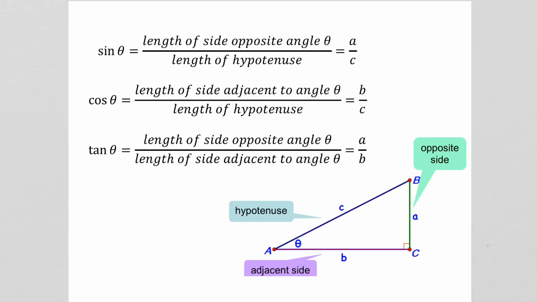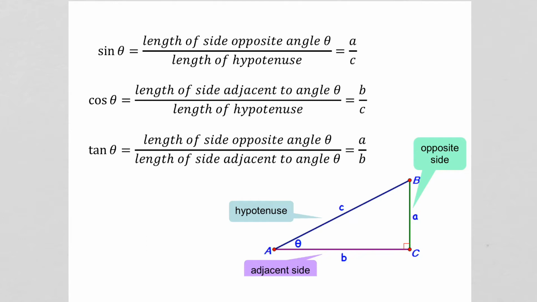We can also call each of these sides A, B, or C. Usually C is our hypotenuse and A and B are our sides, and they're pretty interchangeable depending on where theta is. But sine of theta is equal to the opposite side's length over the length of the hypotenuse. So A over C. And that will always work in a right triangle to find the sine of an angle.